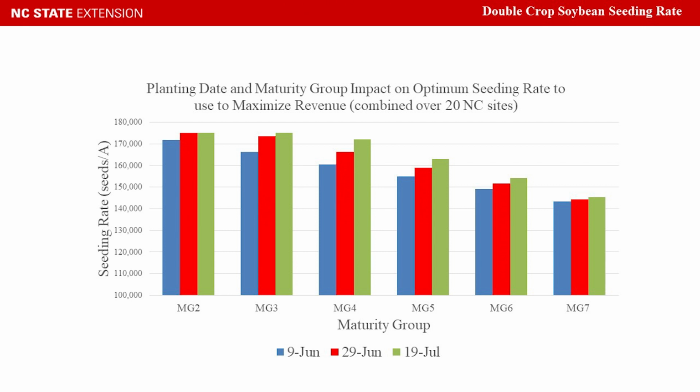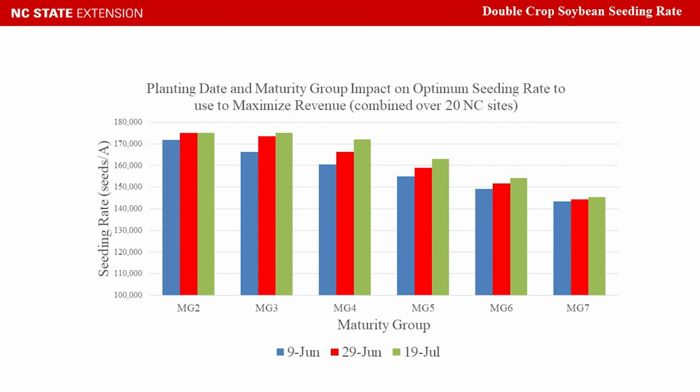If you're planting in June with these earlier maturing varieties, you need a higher seeding rate to optimize revenue with a 2 or 3 than you do with a 6 or 7 in a full season planting situation. And the difference is about 30,000 seeds per acre, which I calculate that out. That could be an additional fungicide application, for example, which we've seen very consistently positively impact yield in the state. So I think the difference in seeding rate that optimizes revenue across these maturity groups is important and practical.